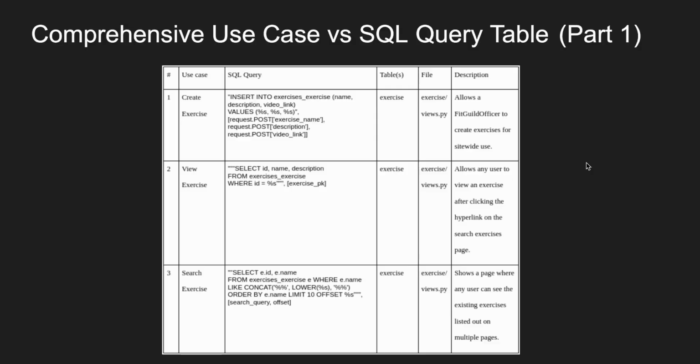And now we have quite a few use cases versus SQL queries inside of this table, so this is going to take a minute. But let's start with part one. The first three use cases versus SQL queries we can see here are that users can create exercises, view exercises, and search exercises. So for the create exercise, only a Fit Guild officer is able to do this. This allows them to create a new exercise that'll be accessible site-wide. This inserts new data into our exercise table.